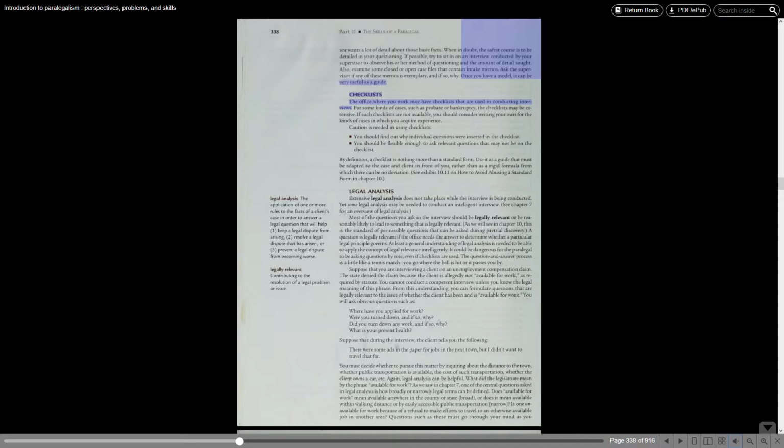Checklists. The office where you work may have checklists that are used in conducting interviews. For some kinds of cases, such as probate or bankruptcy, the checklists may be extensive. If such checklists are not available, you should consider writing your own for the kinds of cases in which you acquire experience. Caution is needed in using checklists. You should find out why individual questions were inserted in the checklist. You should be flexible enough to ask relevant questions that may not be on the checklist.